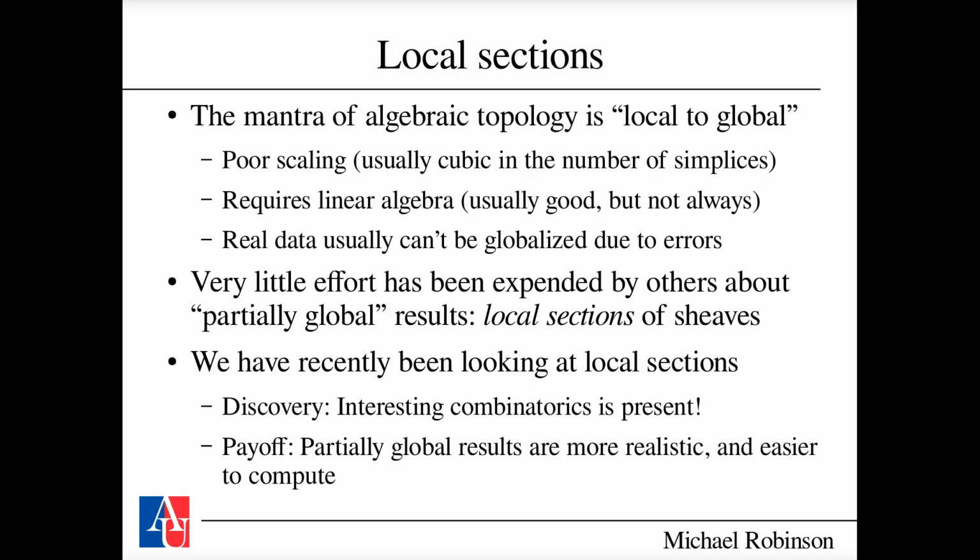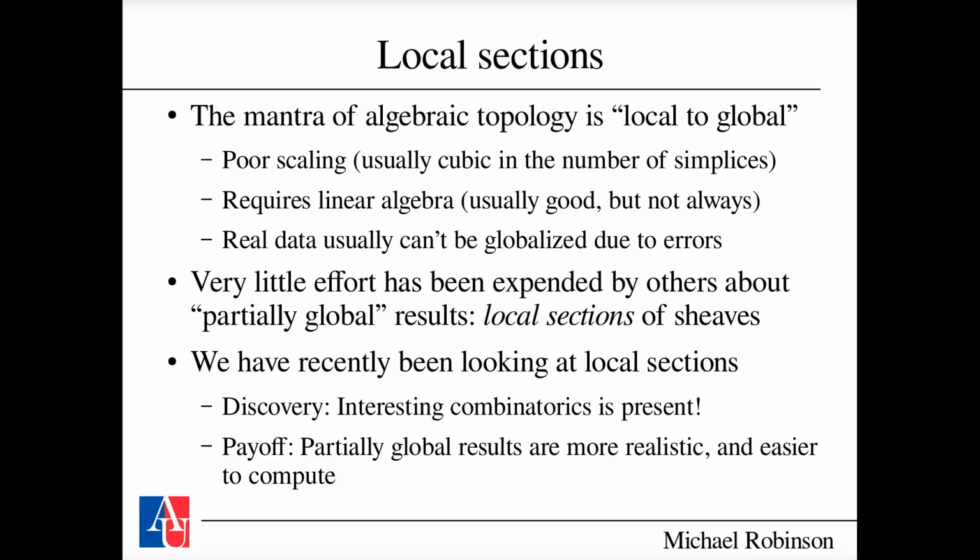So the mantra in local topology, or algebraic topology, is local to global. The problem with this is that it tends to exhibit poor scaling. Everyone in applied topology is always fighting this to some extent, usually computing homology, which is the standard global invariant that people like to use. It's cubic in the number of simplices. It requires a lot of linear algebra. Usually that's good. Linear algebra is easy to compute, but it's not always good.